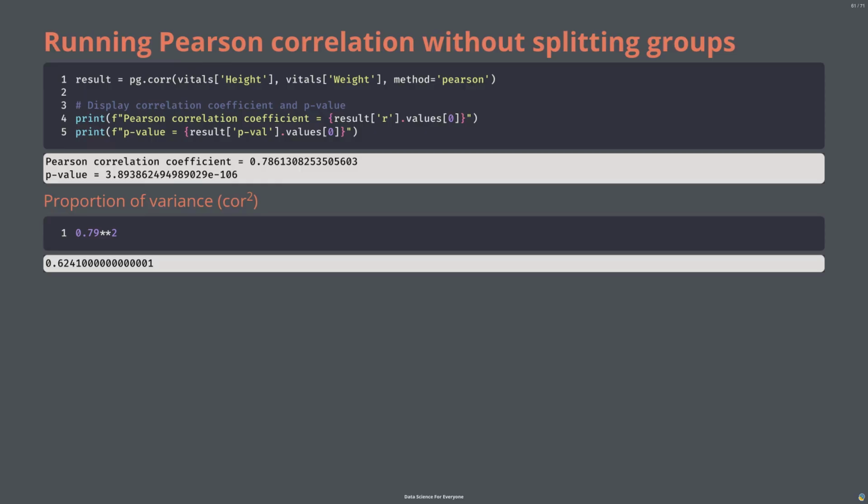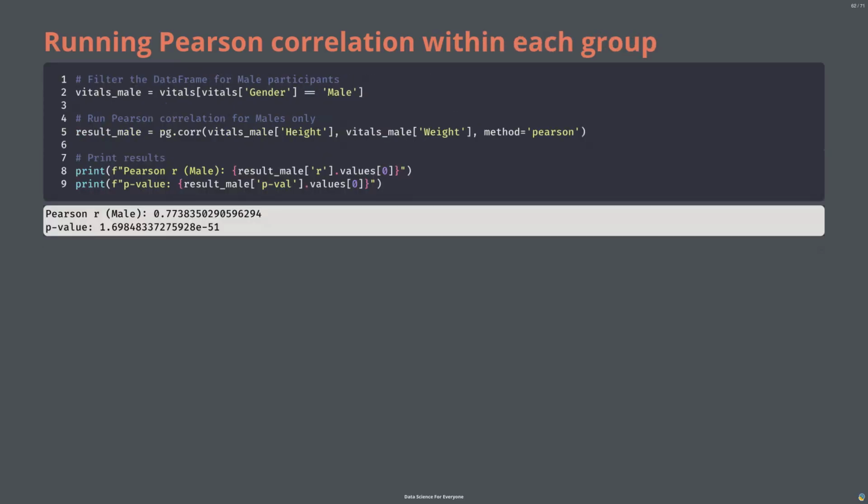If we square the correlation coefficient, we get a proportion of variance, which tells us how much of the variation in weights can be explained by the heights. In this case, 62% of the weights can be explained by their heights. To focus on just one gender group, we can subset our dataset first. Here we have isolated the males in our dataset and ran a Pearson's correlation test just like before.